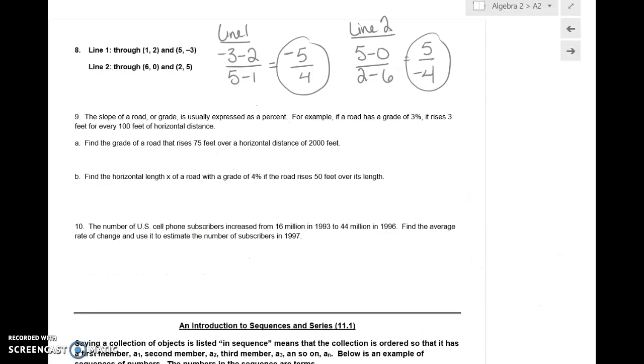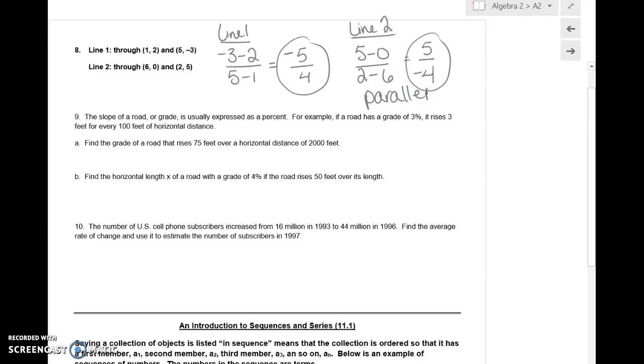Okay, so I got negative 5 over 4 for line 1 and 5 over negative 4 for line 2. What does that mean? Parallel. So it doesn't matter if the negative is on the bottom. As long as there's only one negative in there, it's a negative slope. So negative 5 over 4 and 5 over negative 4 are the same thing. And those two lines are parallel.